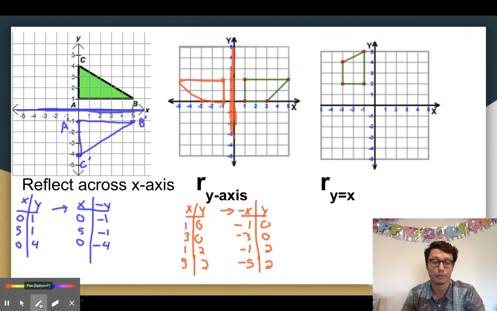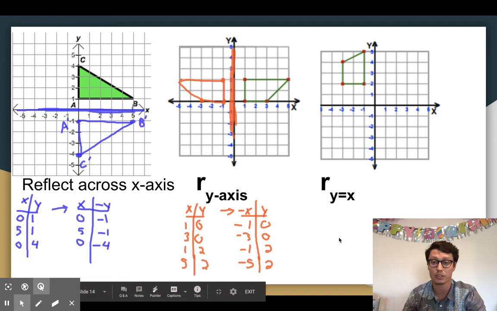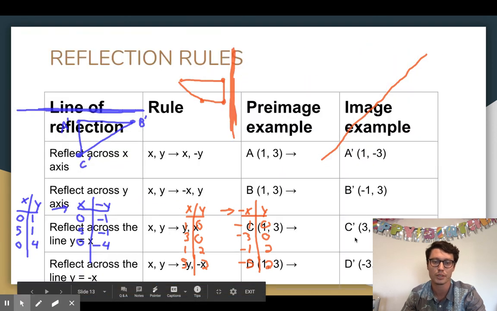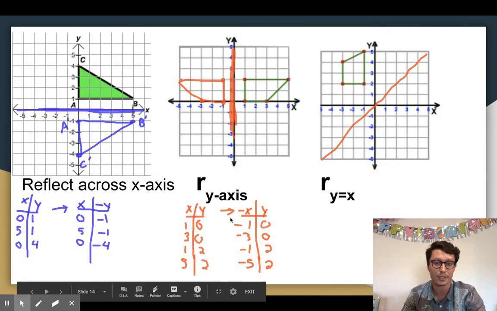Okay, now reflecting across the line y equals x. Remember, that is the diagonal line. So if you want to visualize that, that is this line right here, obviously drawn super straight. Now let's check out our rule. What was the rule for y equals x? Sorry, I have a bunch of stuff. It's this one right here. xy changes to yx.